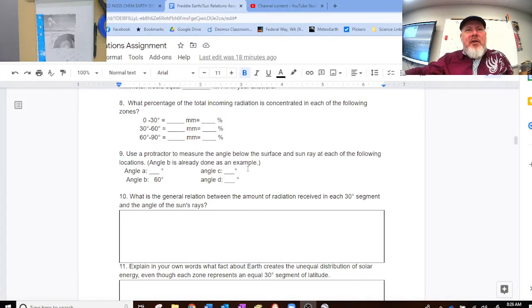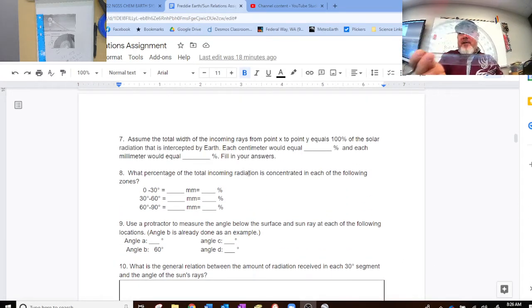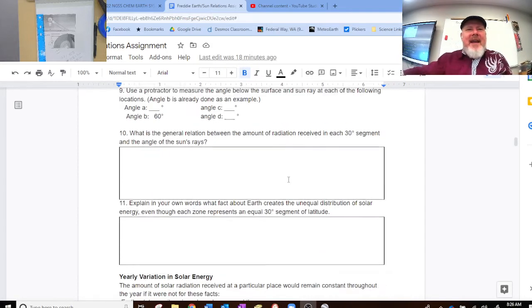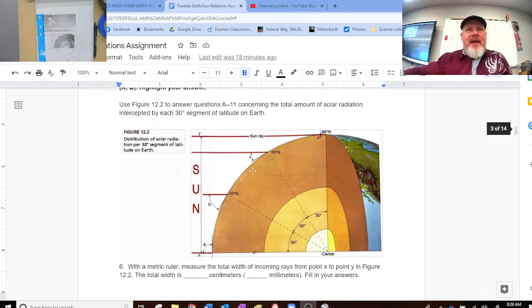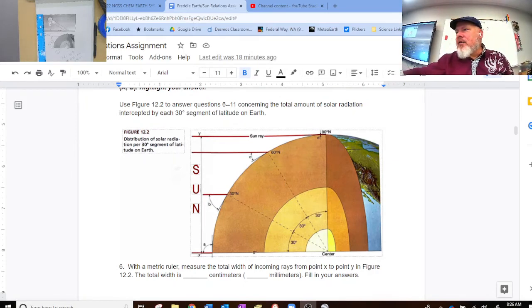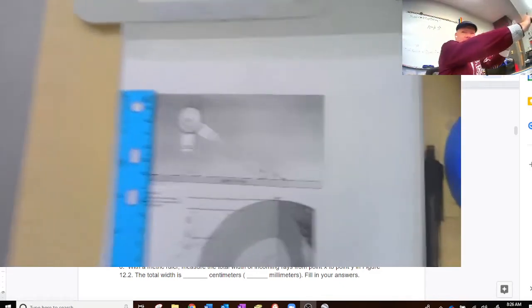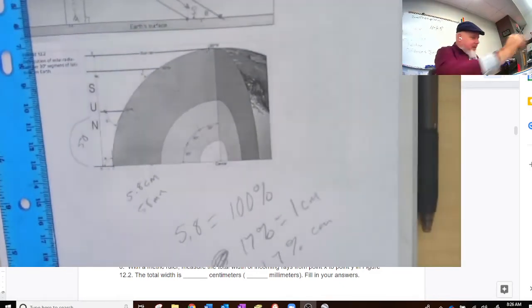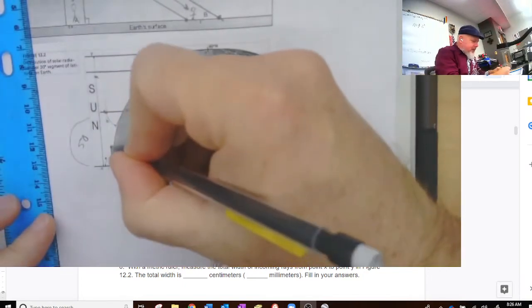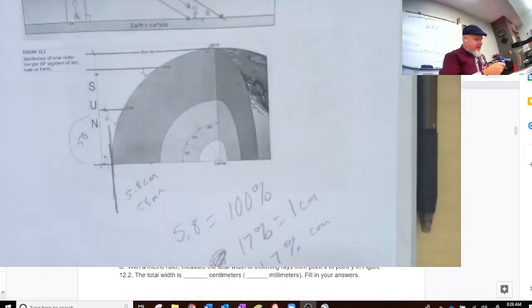Question number 9, use the protractor to measure the angle. So once again, you're going to use this protractor to measure what the angle is at each one of these points. Now this part's a little bit complicated, and I hope I can show you how to do this really well on your screen. I'm going to try to make this picture a little bit bigger. At the equator, if we draw a line tangent to the surface of the Earth, we're going to do that.